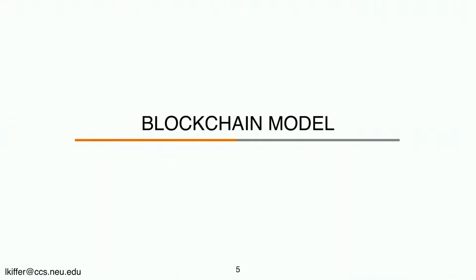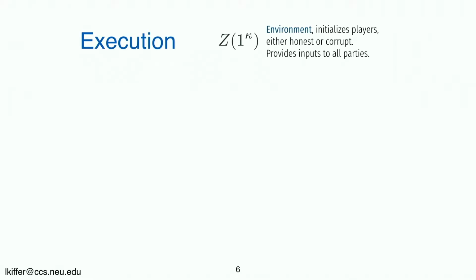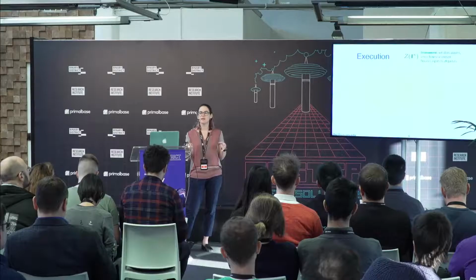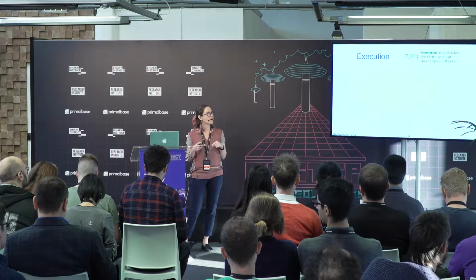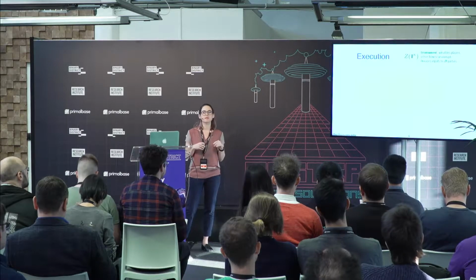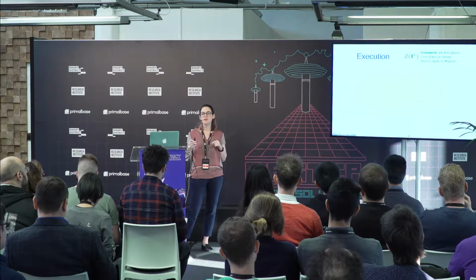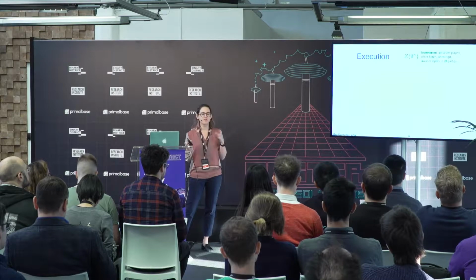And so when we talk about the model, I'm going to be talking about a typical execution of the protocol. So if you were to run the protocol, what is the expected behavior you're going to get? And in this protocol, we have what we call an environment, which basically models who starts off as honest and corrupt, and also some messages that I'll be talking about.